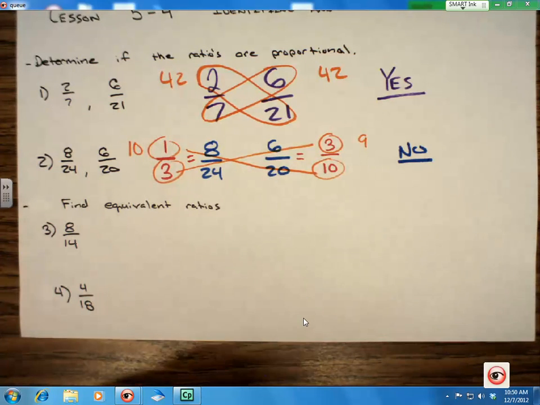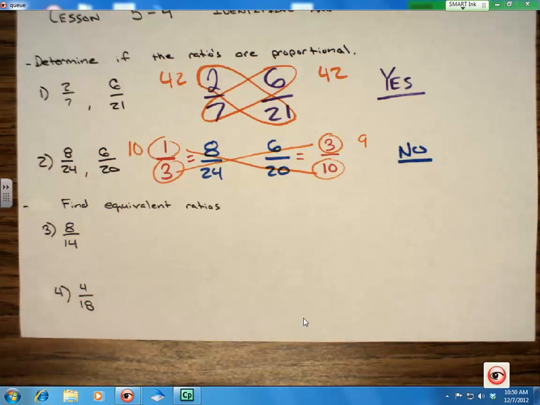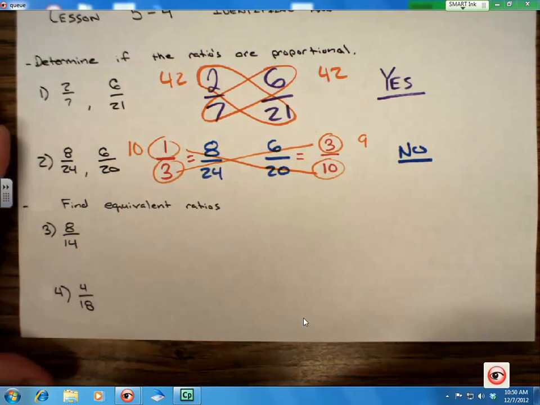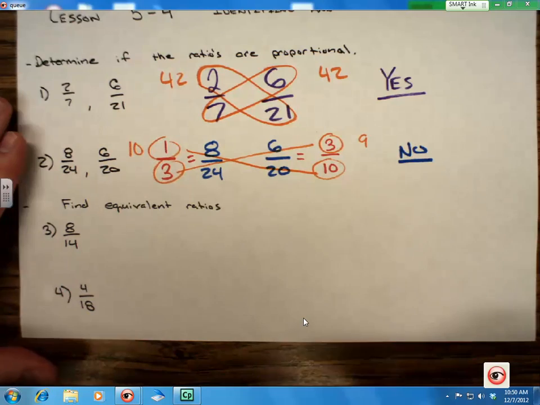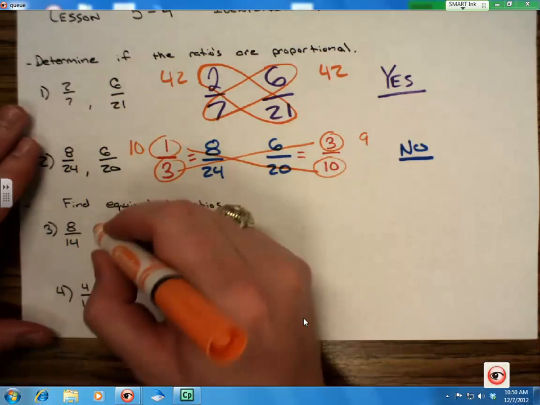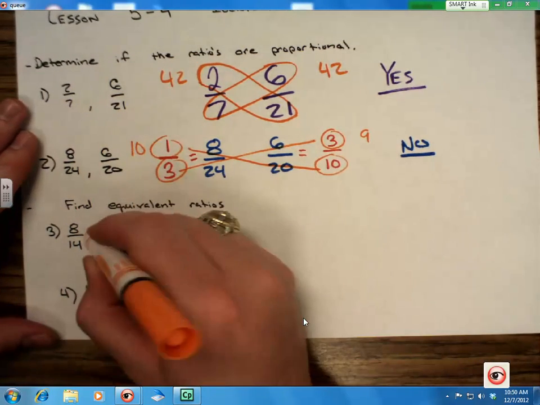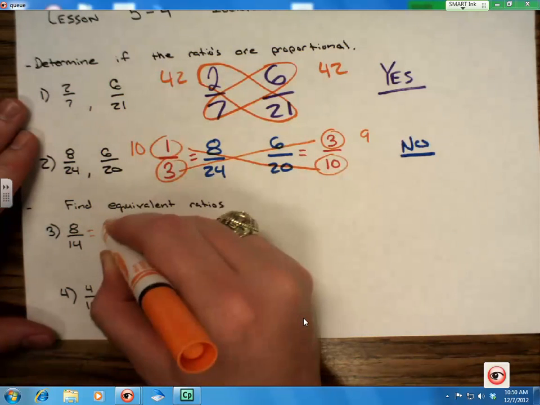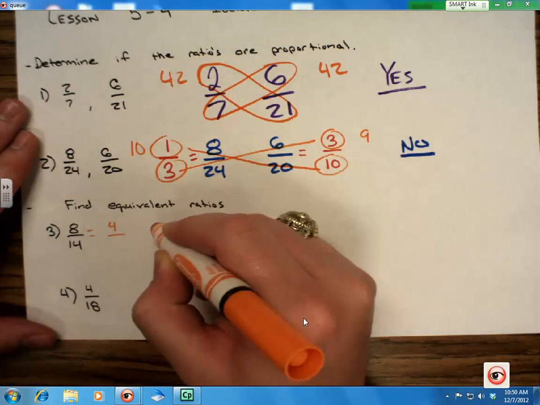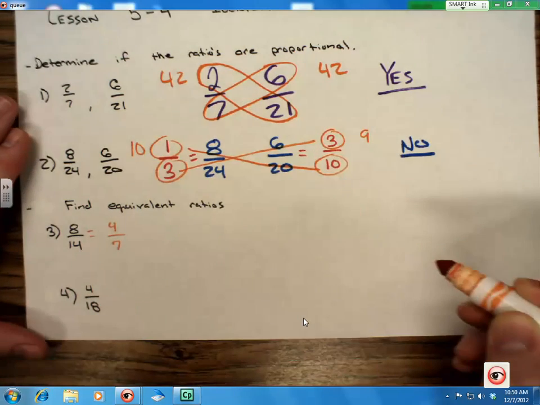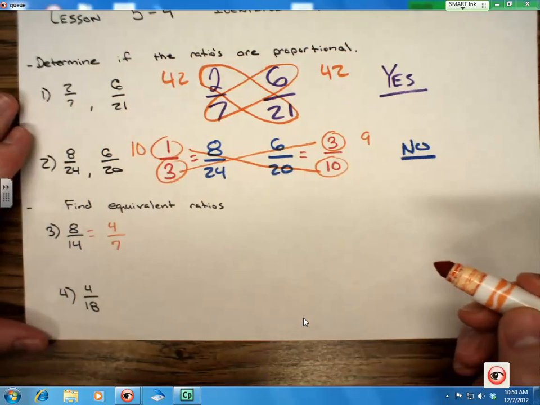Remember, equivalent just means equal. So we're trying to find fractions that equal, say, 8/14 or 4/18 or something like that. Okay? There's a bunch of different things we could do. Look, we notice that 2 goes into both of these. So we could say 8 divided by 2 is 4. 14 divided by 2 is 7. 4/7. That's an equivalent fraction.